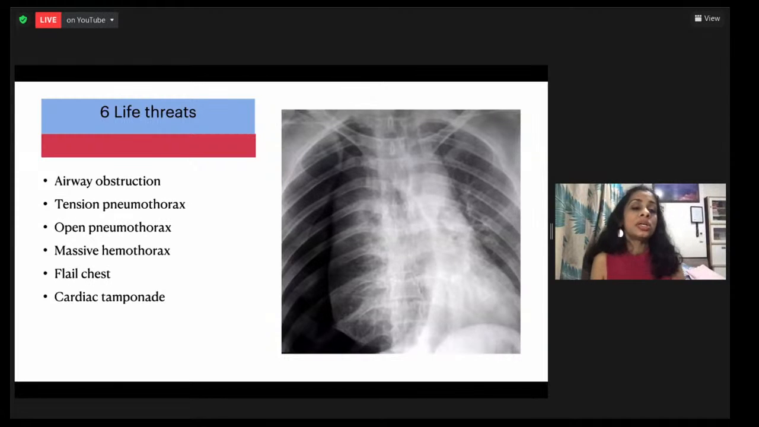We need to put in a chest tube immediately in the 5th intercostal space, just anterior to the mid-axillary line. If we don't have a chest tube ready, if the surgeon is doing something else, we go ahead with a needle decompression, that is in the 2nd intercostal space, the mid-clavicular line.